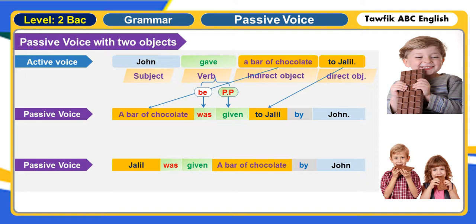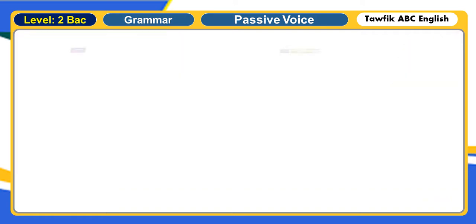John gave a bar of chocolate to Jalil. عندي جوج ديال objects هنايا. عندي a bar of chocolate وعندي to Jalil. So في واحد الحالة كنبداو بال first indirect object اللي هي a bar of chocolate وتنشوف واش singular ولا plural وتنصرف الverb to be بطبيعة الحال. So a bar of chocolate was given to Jalil by John ولا Jalil was given a bar of chocolate by John. Let's move to practice.